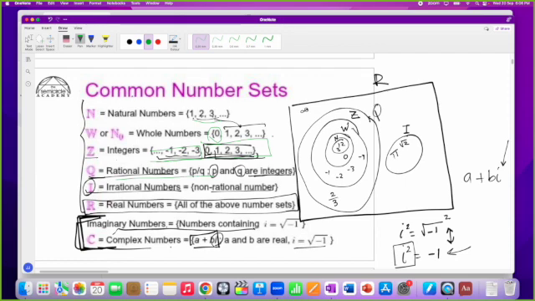Right, Denicia? So you're supposed to know these sets of numbers. You remember them, Denicia? Yes, sir. Right, so these are the things that you had to know.